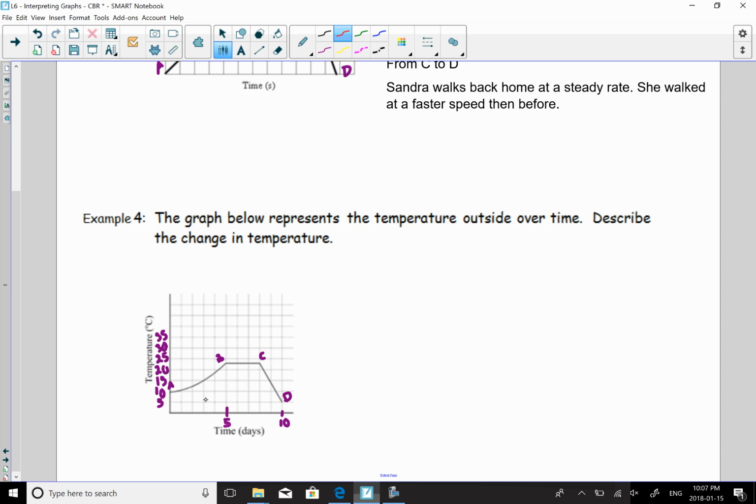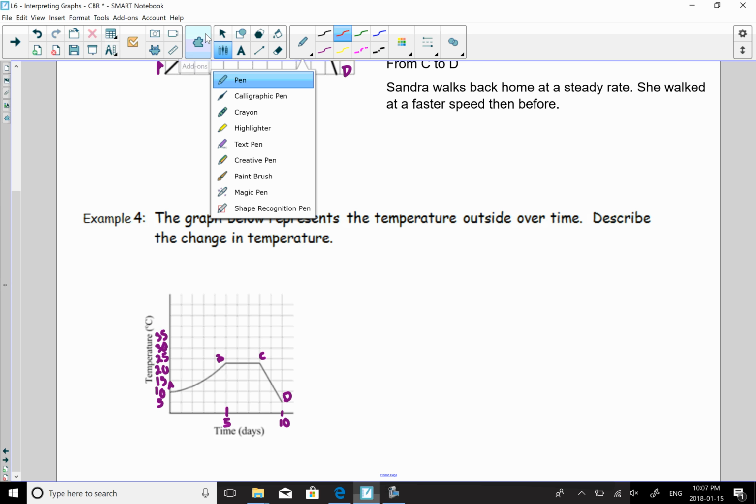So here we have an example that curves. When it's curved, that means that something's either increasing or decreasing. So you're looking to see if it's getting steeper or less steep. So is the hill getting more steep or less steep? Okay.